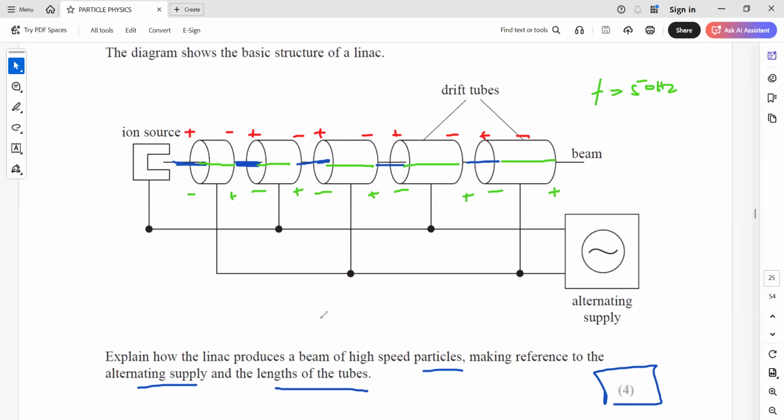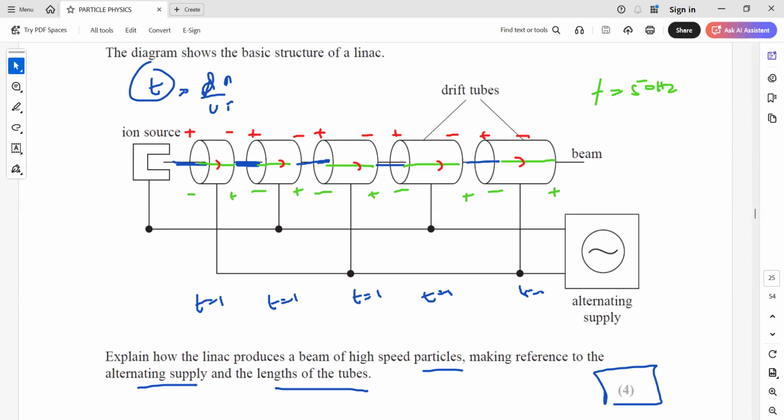And why is the length of the tube changing? It is increasing. The particle is accelerated, so the speed of the particle is changing, and the particle takes the same time to move through each cylindrical tube. Like here, if the time is 1 second, the second tube also takes 1 second. The third one, the fourth one, and the fifth one all take 1 second. So as the speed of the particle increases, the length of the tube is also increased, so it will take the same time interval.